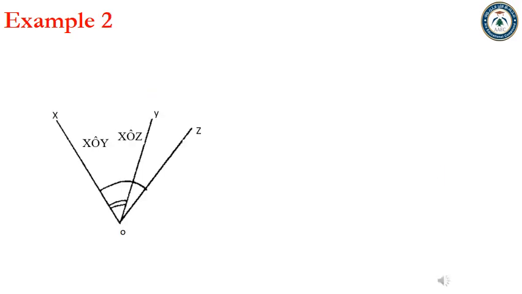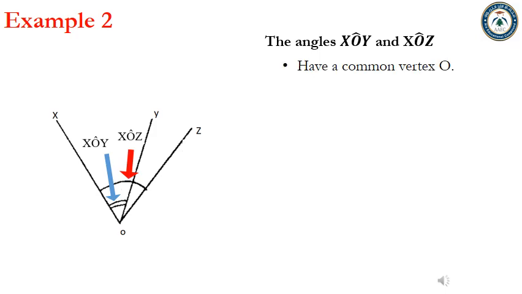Example 2. The angles XOY and XOZ, XOY here and XOZ is the big angle here, have a common vertex O. You can see this in the name, O here, O there, and in the figure, same vertex O. They have a common side OX. Also in the name you have OX here and OX there. OX is the common side here.